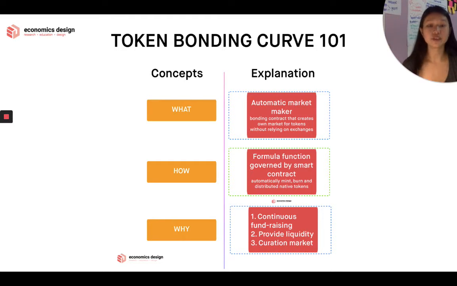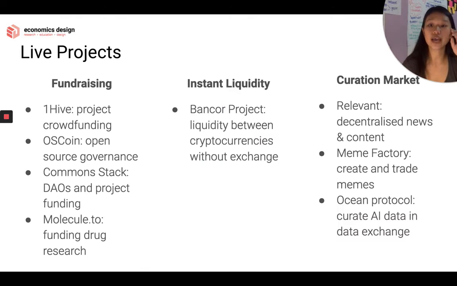Why? There are three reasons people use token bonding curves. So far there are three use cases. The first one is continuous fundraising. The second is providing liquidity in the market. And third is another way of curating the market. So we're going to look at the different aspects based on these three use cases: fundraising, instant liquidity, and curation market.